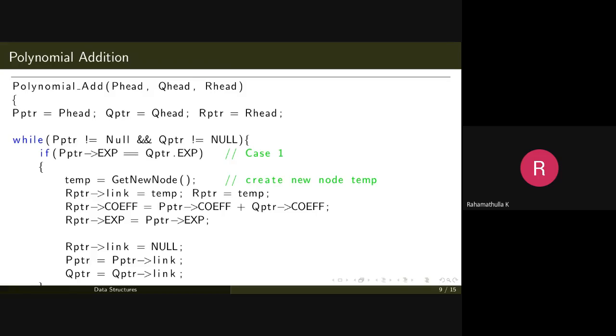So we write a function polynomial add. Into that function we pass the head pointer of the polynomial p, the head pointer of the polynomial q, and the head pointer of the polynomial r. Initially our head will be null because we are going to create that polynomial. We take new pointers, that is pptr equal to p head, qptr equal to q head, and rptr equal to r head. R head is actually null.